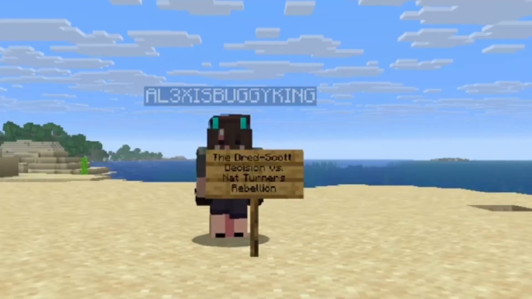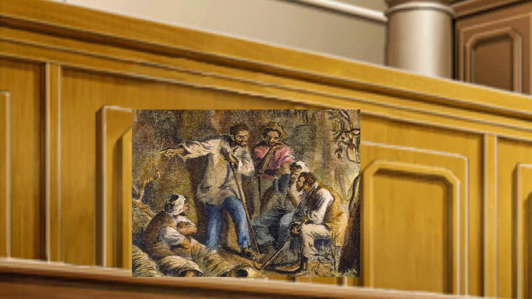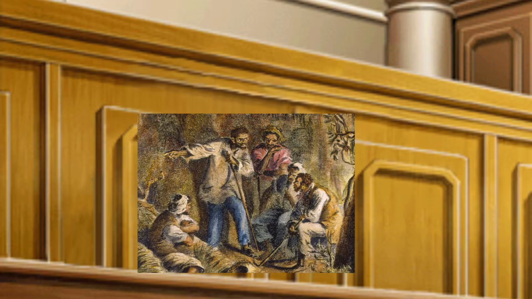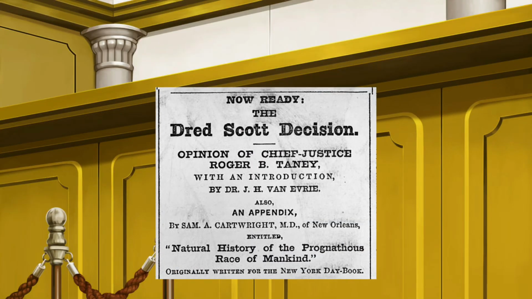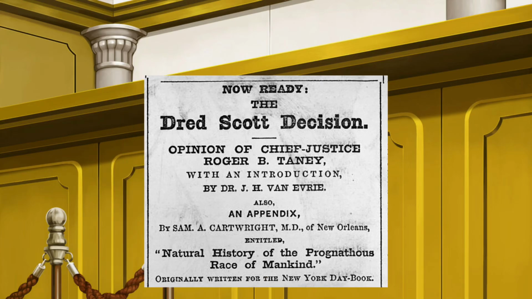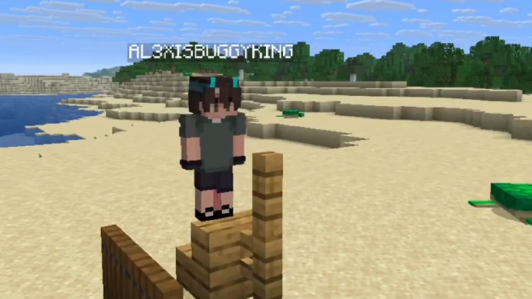Next up is the Dred Scott decision versus Nat Turner's Rebellion. Nat Turner's Rebellion seems to make it out by attempting to stir the pot for a revolution, but the Dred Scott decision is not having it, and through its chain of debates and its effect on many enslaved people, it dominates the course.